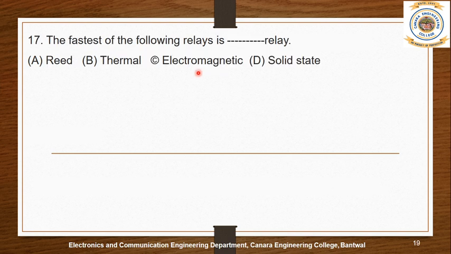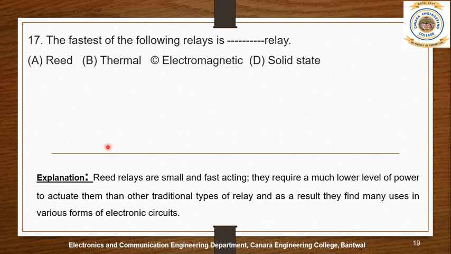Next, which of the following relays is the fastest? This is the theory concept. From the theory, the reed relay is the fastest. Reed relays are small and fast acting. They require a much lower level of power to actuate them than other traditional types of relay. So the fastest relay is the reed relay, and option A is the right answer.